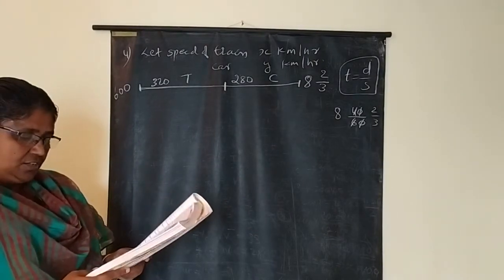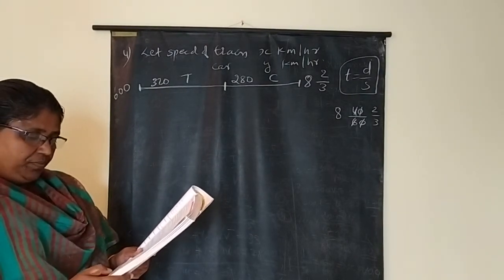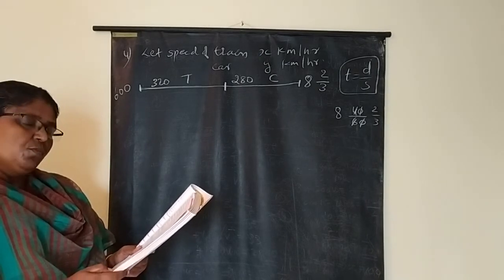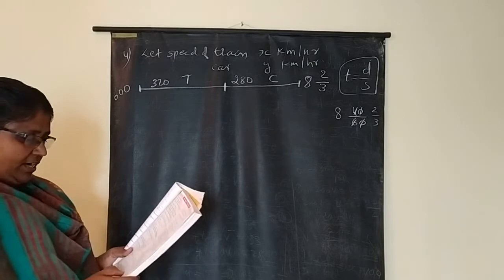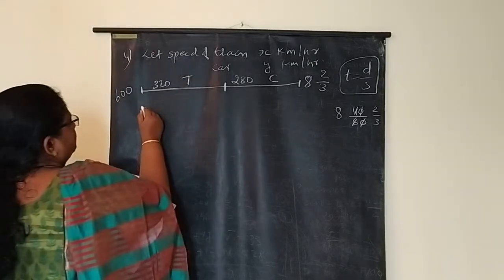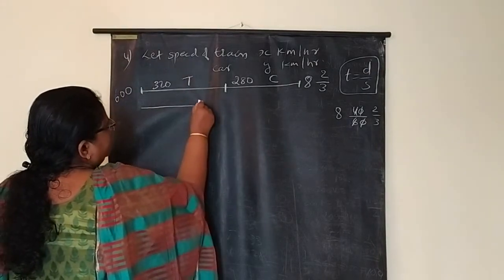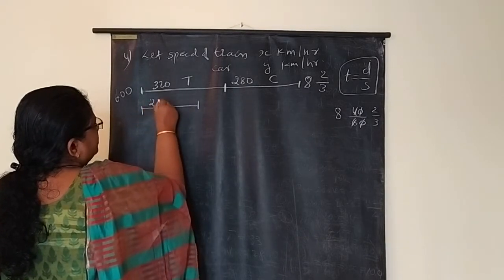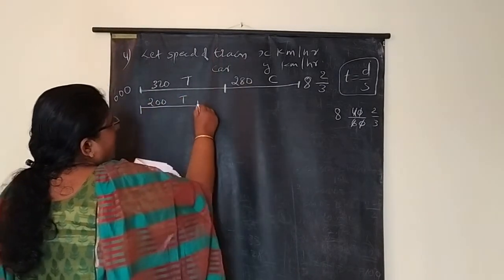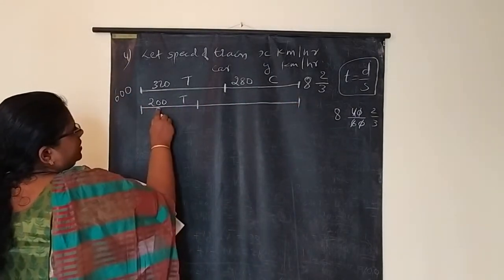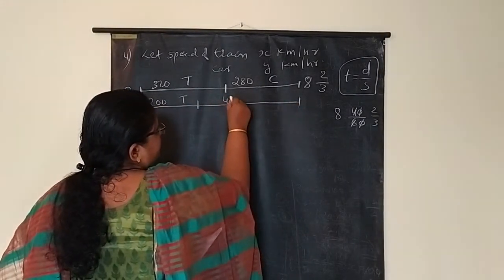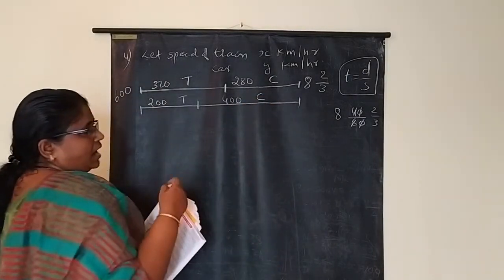What is the second case? It would take 30 minutes more if he travels 200 km by train. Only 200 up to here by train and the remaining. What is the remaining then? 600 minus 200, that is 400 by car.